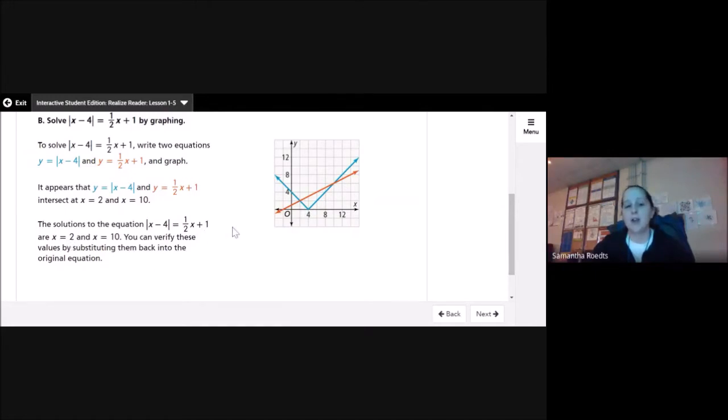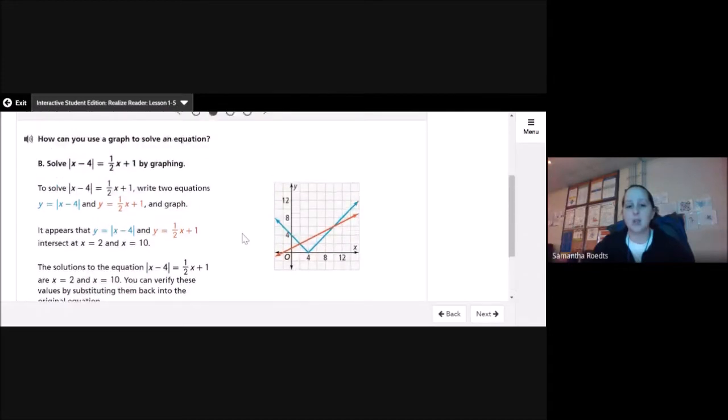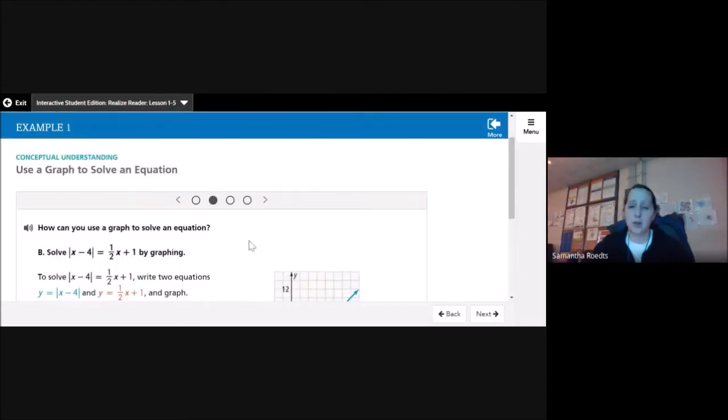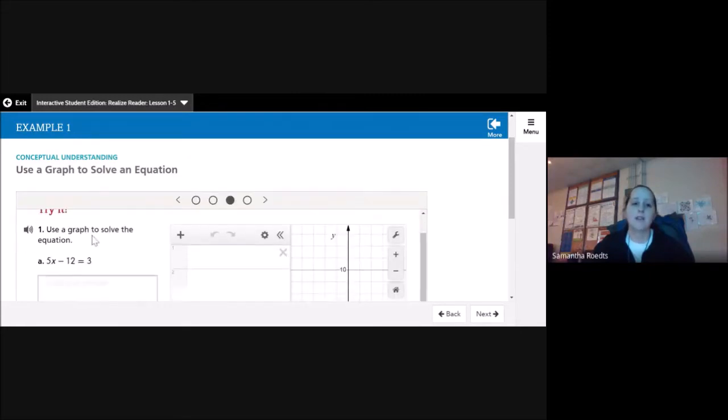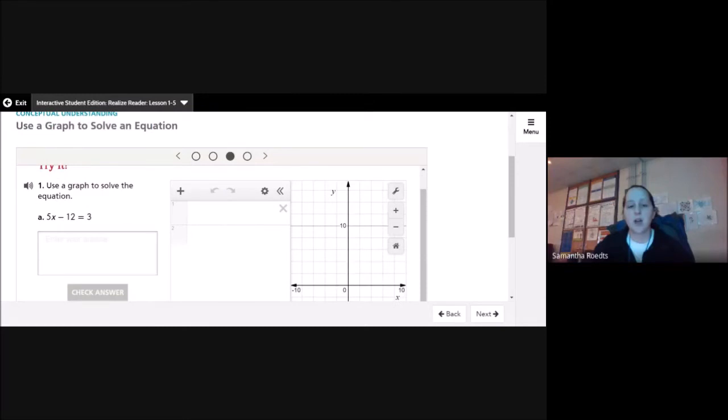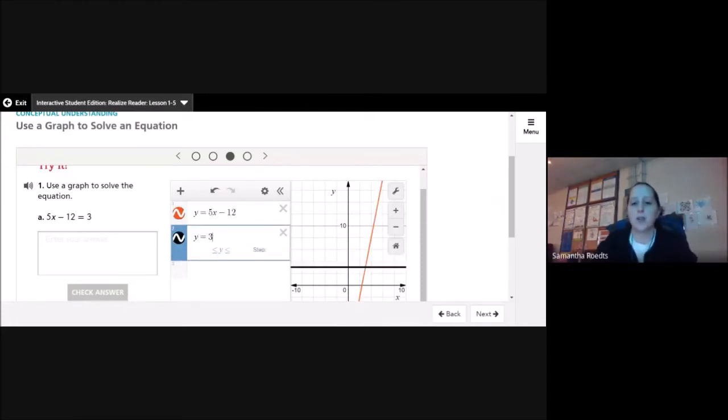You can verify these values by substituting them back into the original equation, which I always recommend that you do. All right, so let's try it. Use a graph to solve the equation. The nice thing is they've already got a graph set up for us. So I have two equations, y = 5x - 12 and y = 3.